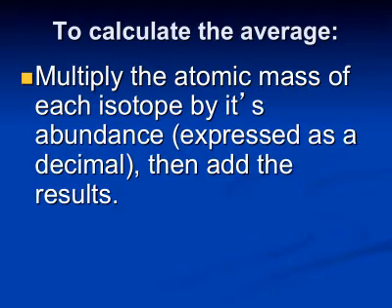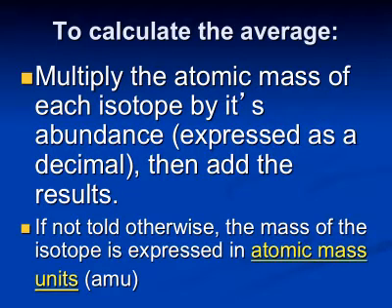Okay, after you have done the mass times the abundance of each isotope, so if you have 3 isotopes, you have to do that 3 times. Once you get your 3 answers, you just add them together. If not told otherwise, you're going to express your answer in atomic mass units, not grams.